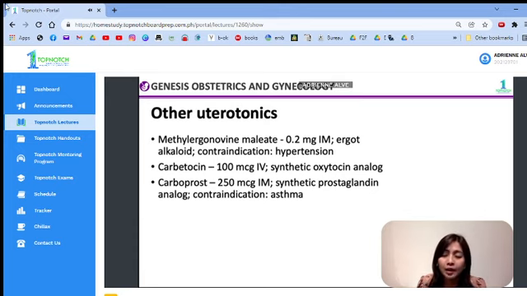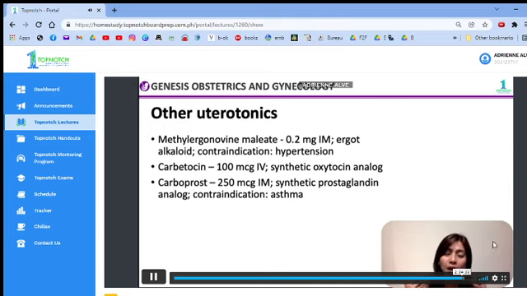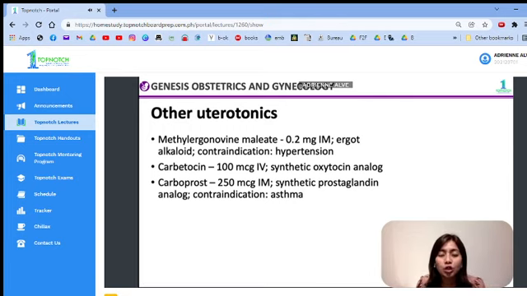methylergonovine maleate. Ang contraindication dito is hypertension. We also ask the patient if they have bronchial asthma. So we don't give methergine or methylergonovine maleate in cases of hypertension and bronchial asthma. We can also give carbetocin, which is an oxytocin analog, or we can give carboprost. So yung carboprost, this is a synthetic prostaglandin analog, specifically prostaglandin F2 alpha. Si F2 alpha kasi siya yung responsible for vasoconstriction and contractility of your uterus. Okay? So ano yung contraindication of carboprost?